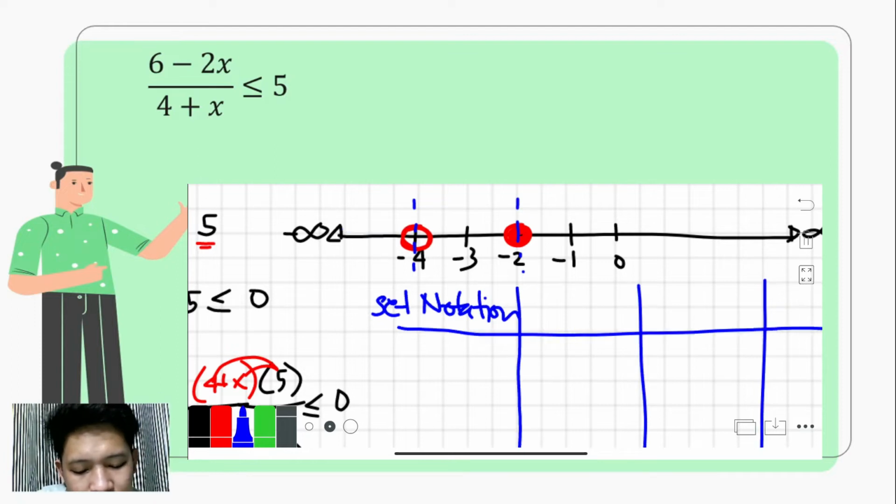So how do we represent it? That would be, since this is hollow, less than. Alright? Because we are going this way. So x is less than negative 4.